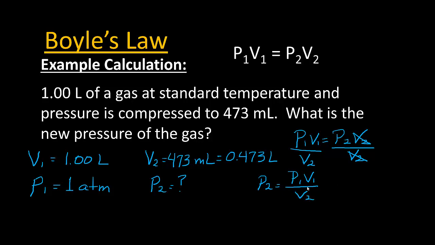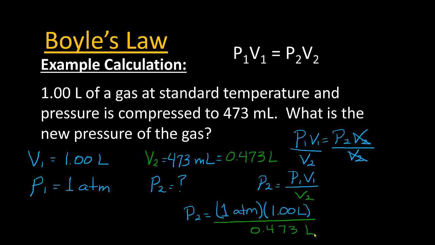Now that I have my formula that I'm going to use, all I have to do is plug in everything. So P2 is equal to the first pressure, which is 1 atmosphere, times volume 1, which is 1 liter, divided by volume 2, which is 0.473 liters.